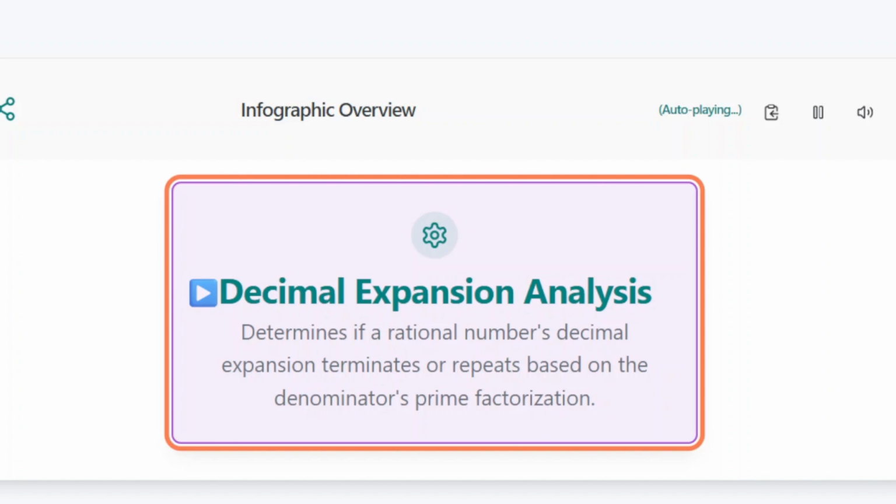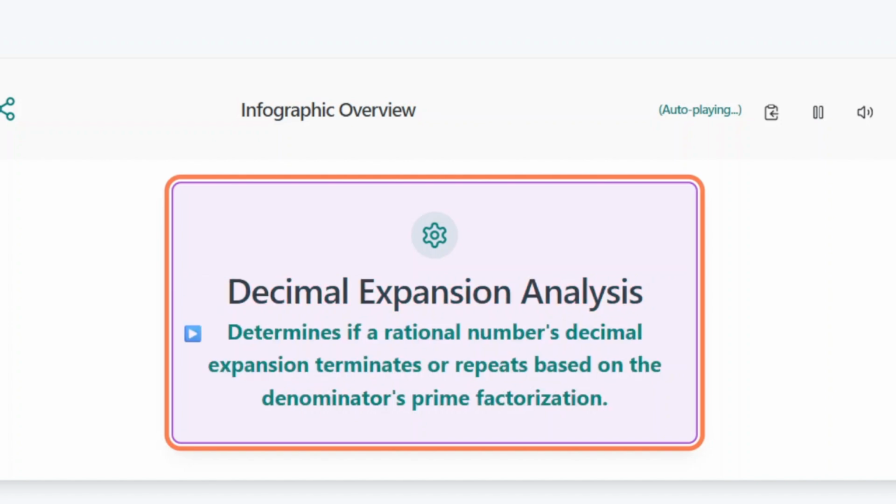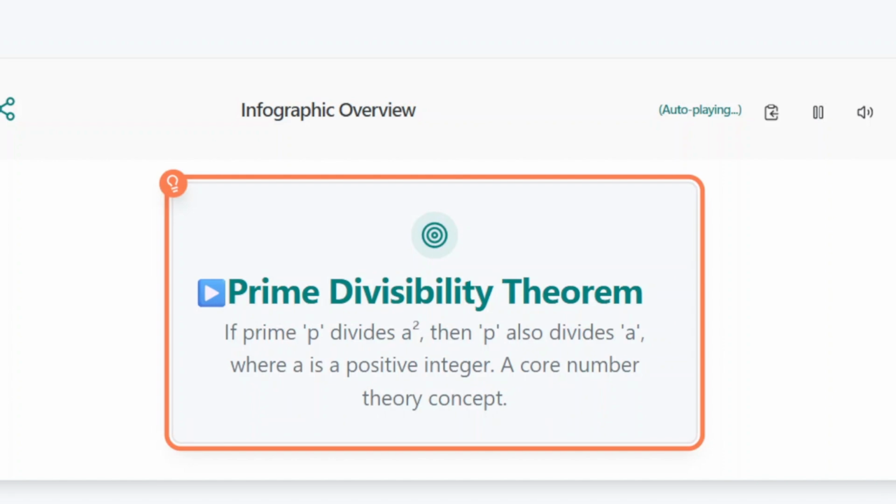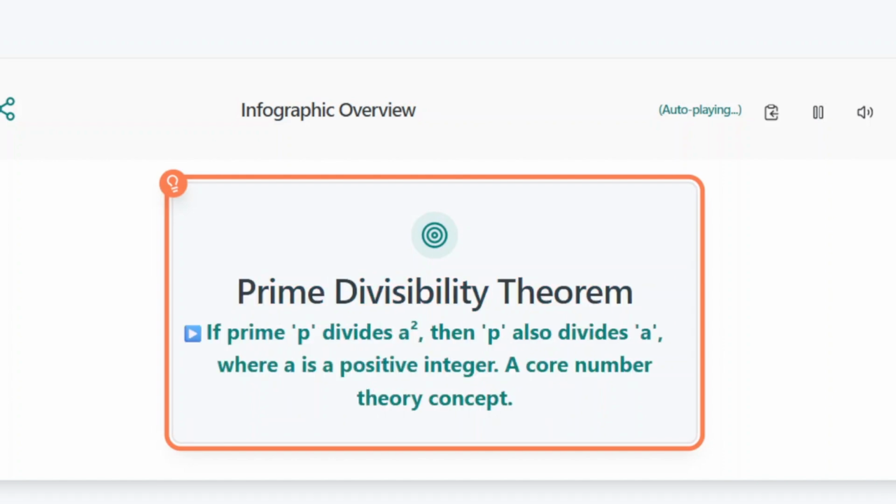Decimal expansion analysis. Determines if a rational number's decimal expansion terminates or repeats based on the denominator's prime factorization. Prime divisibility theorem. If prime p divides a squared, then p also divides a, where a is a positive integer. A core number theory concept.